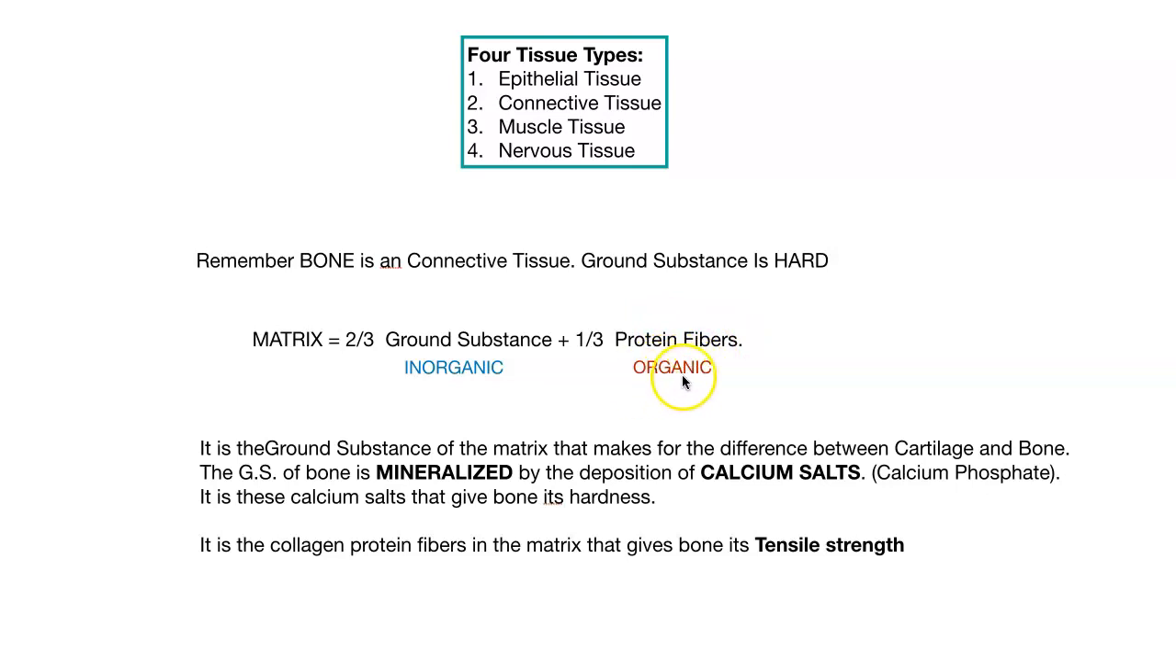If you are taking organic chemistry, it has carbon. Whatever you're talking about has carbon. Basically, if it's inorganic, it lacks carbon.